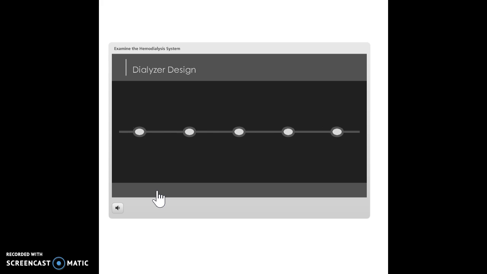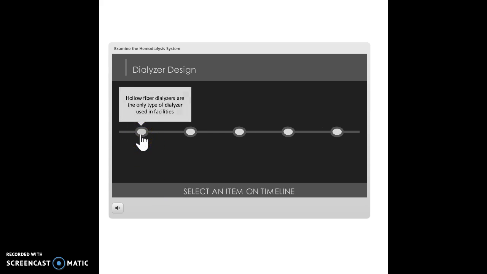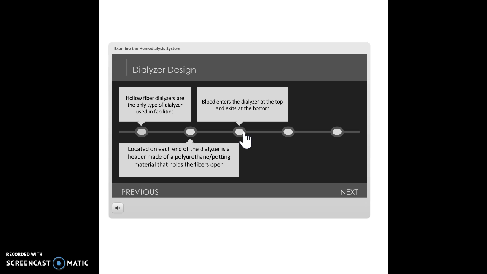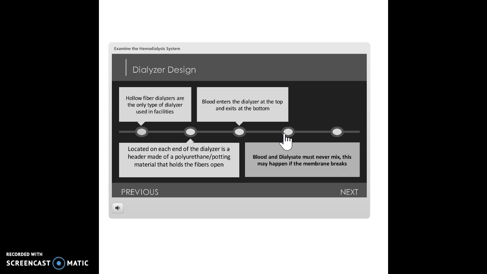So the design of the dialyzer. Hollow fibers are the only type of dialyzers used in facilities today. At the end of each dialyzer is going to be a potting material. The purpose of this is just to hold open those little fibers that the blood will go through. Blood is going to enter from the top of the dialyzer and then exit from the bottom. The dialysate will then go the opposite direction, bottom to the top.